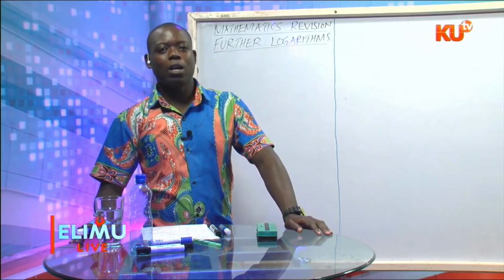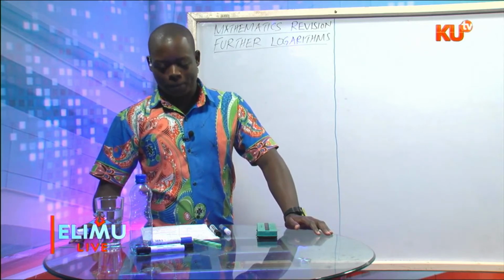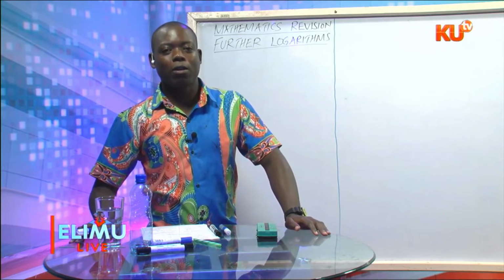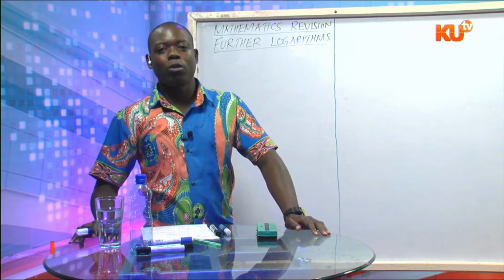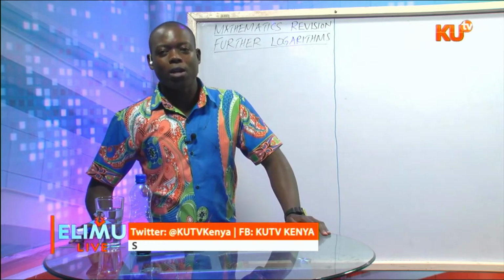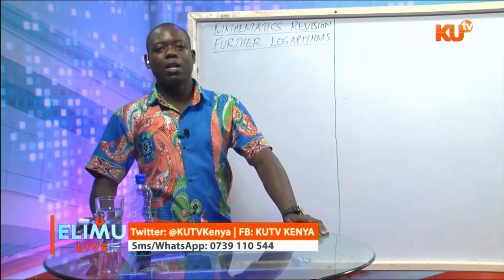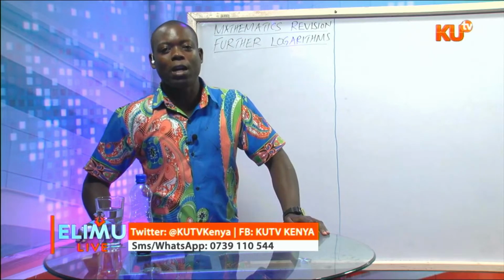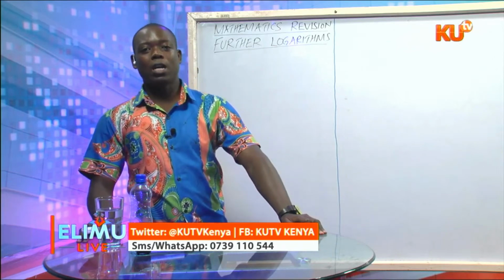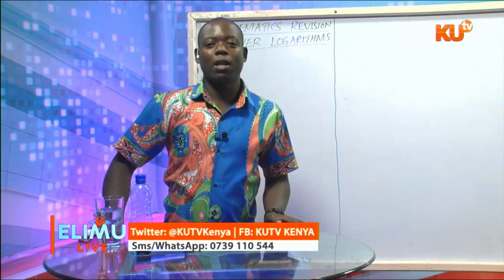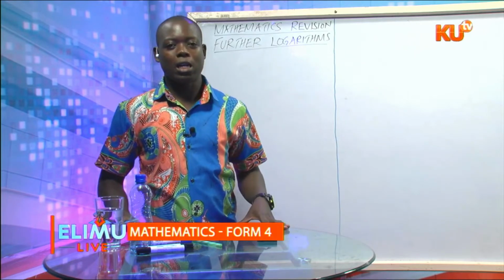Today we are revising a Form 3 topic, further logarithms. Before we look at what is in further logarithms, this topic is a build-up of a topic in Form 2 we call indices and logarithms. So you have to get the message that is in indices and logarithms before you can handle further logarithms. Most of the information we are going to share in this topic today will be based on what you learned in Form 2 under indices and logarithms.